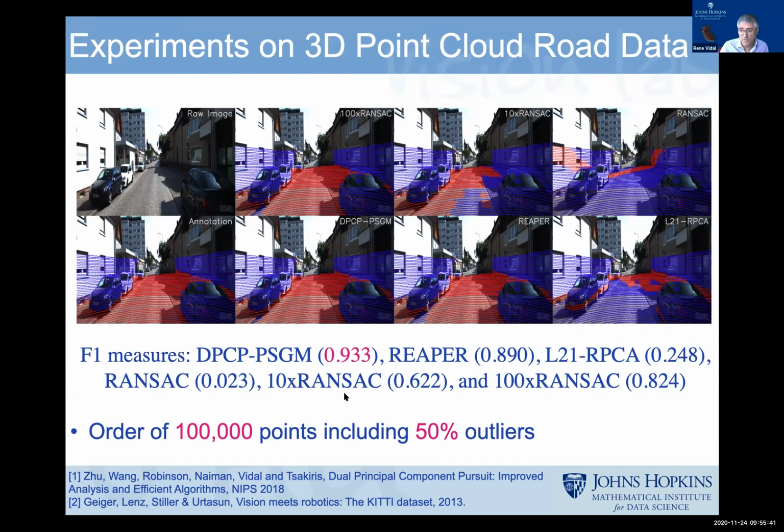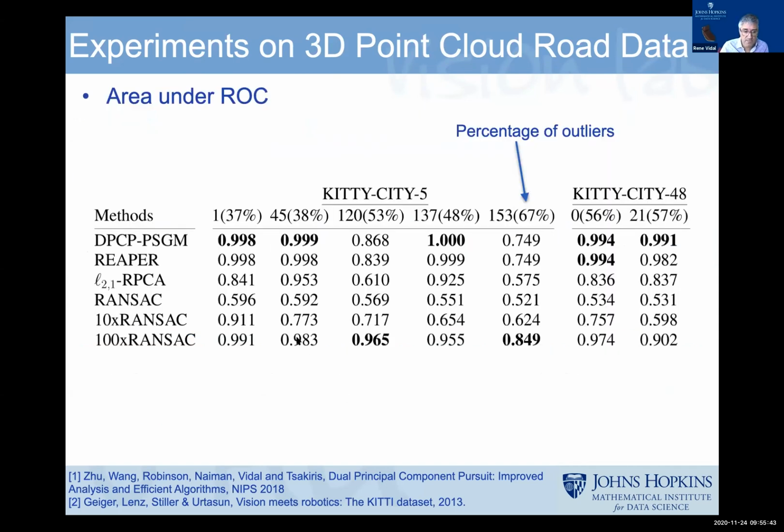This is just to show you we have done this for various data sets. RANSAC, the oldest method, actually remains very competitive for these very low dimensional problems like planes. But DPCP is competitive. It's in the same ballpark.